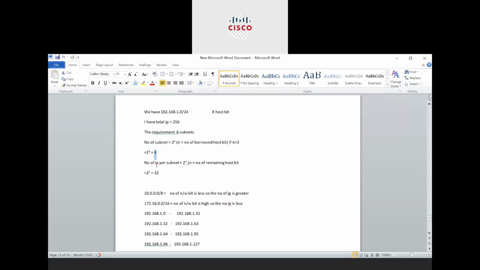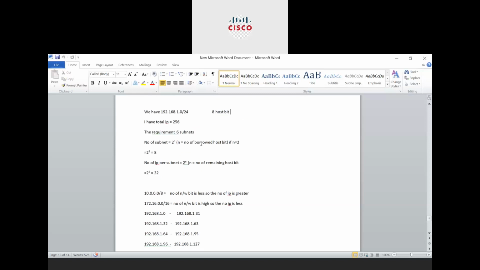Number of IPs per subnet: how many IP addresses will I get for each subnet? If I divide my network using FLSM, it will definitely be divided into equal parts. If I have 256 IP addresses and divide them into 8 parts, there will be 8 subnets, each having 32 IP addresses.